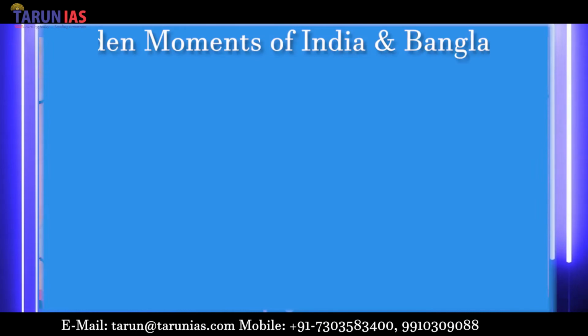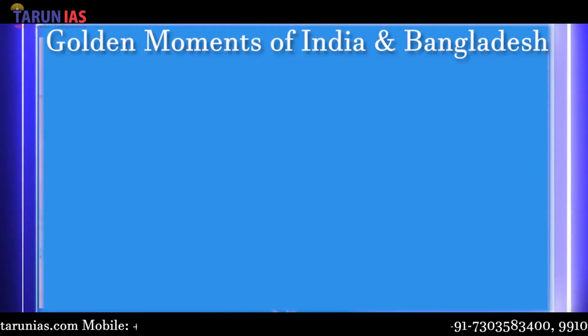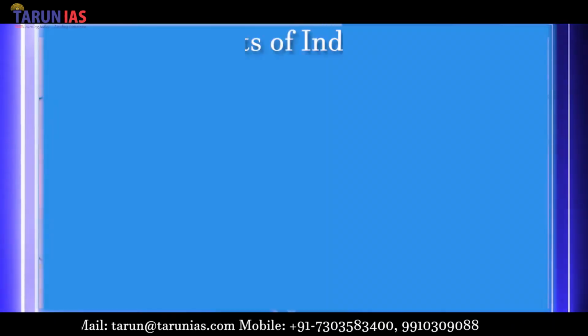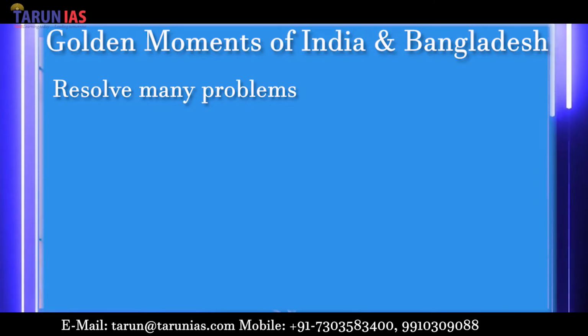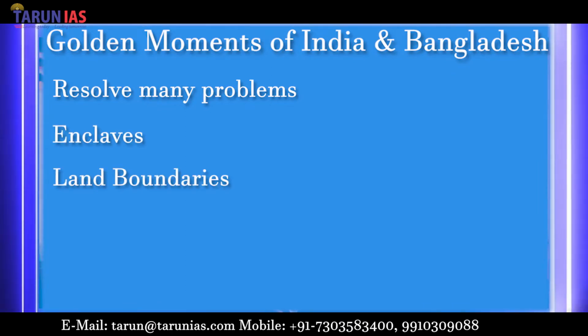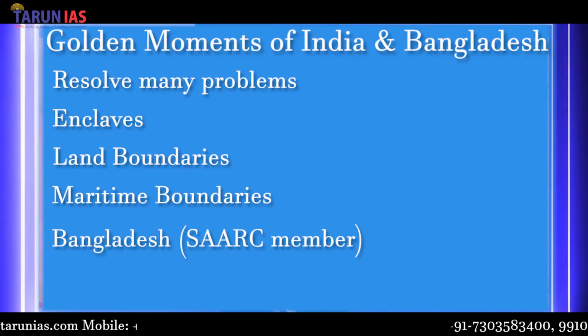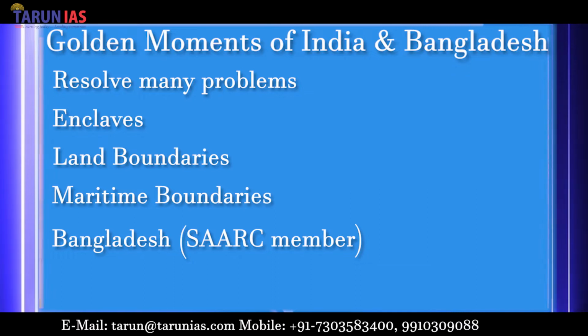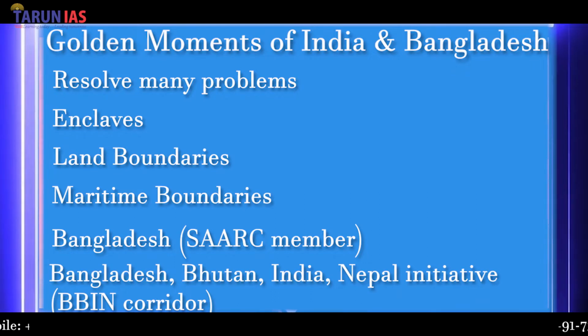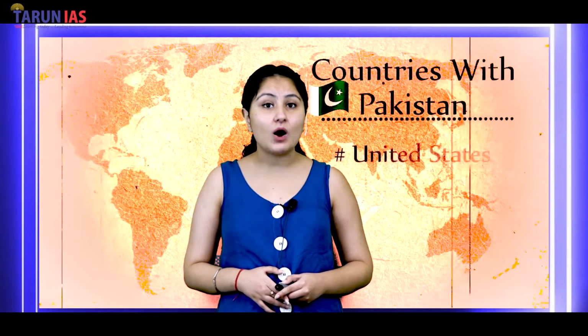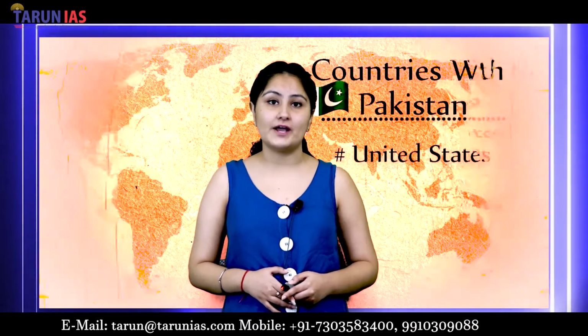It is also said that India and Bangladesh are enjoying their golden chapter. There are so many notable examples to justify this phrase. If we go back to 2014, we have been able to resolve many of our serious issues related to enclaves, land boundaries, and maritime boundaries. We have also signed the land boundary agreement. And also, we have been together in SAARC, the South Asian Association for Regional Cooperation, and the BBIN corridor, that is the Bangladesh, Bhutan, India, Nepal initiative. So this all shows how the relationship of the two countries has been going up.